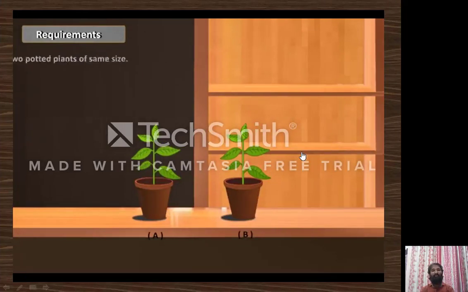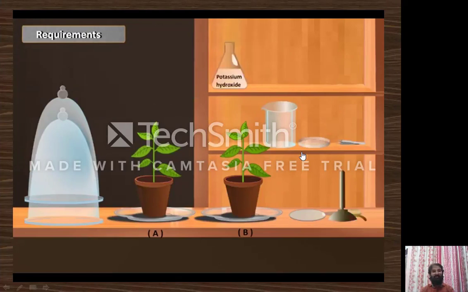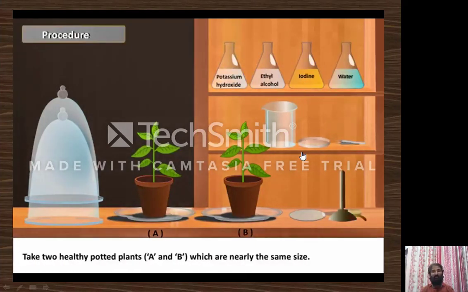So what are the requirements here? Two same-sized potted plants, two glass plates, bell-shaped jars, watch glass, beaker, petri dish, Bunsen burner, forceps, dropper, potassium hydroxide, ethyl alcohol, which is also called methylated spirit, iodine, and water. These are the different materials required for conducting this experiment.